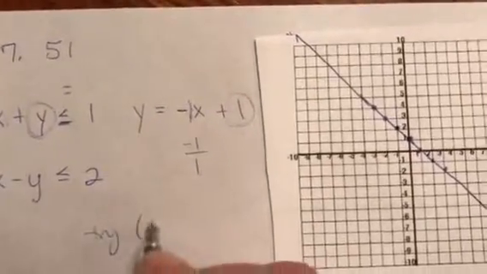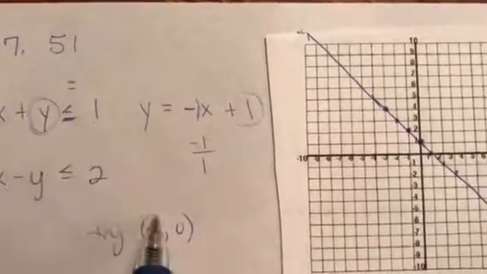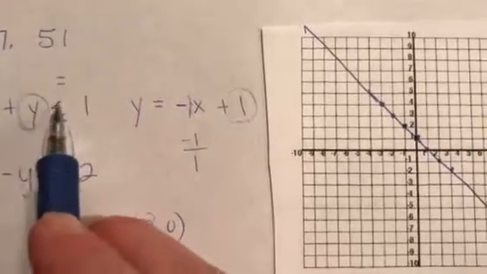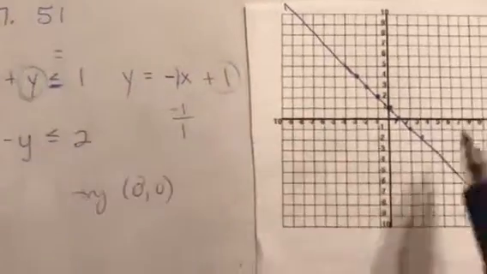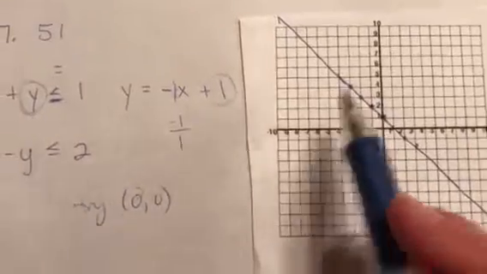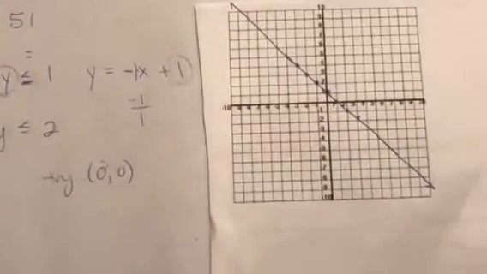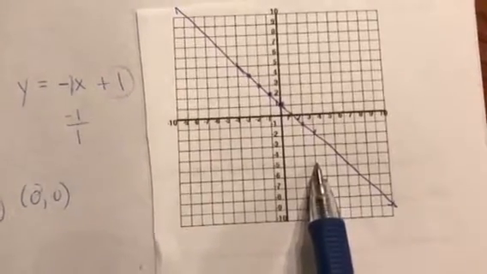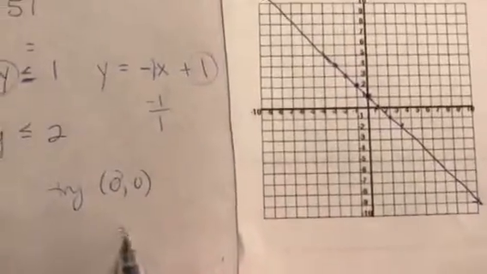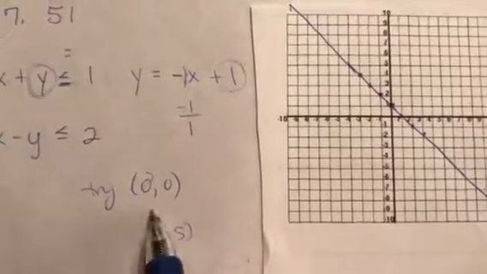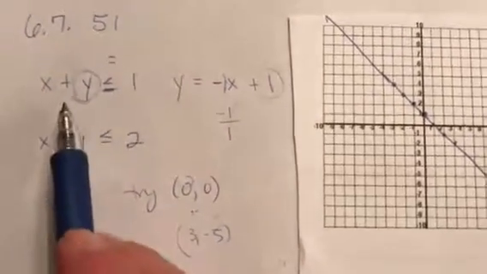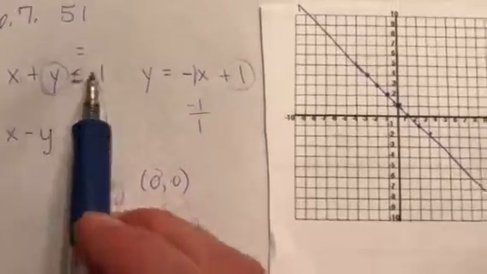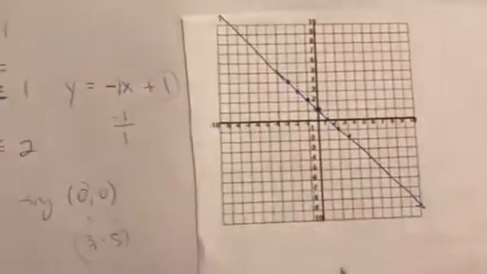I'm going to try 0, 0 in this first inequality. Is it true or false? Remember, this is your x, this is your y. Is 0 plus 0 less than 1? Yes, it is. So it's true. Because it's true, that means every point below the line would be true. You could have even tried this point right here, which is 3, -5. This is your x, this is your y. So 3 plus -5 is -2. That's definitely less than 1. It's going to be true with anything.